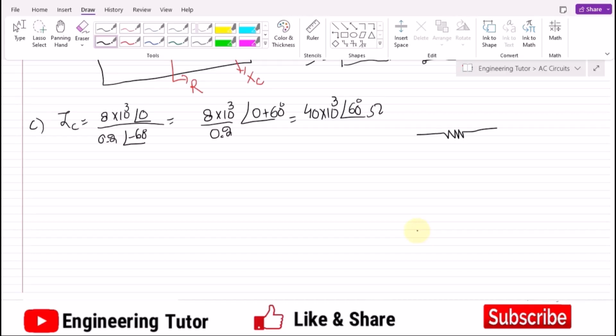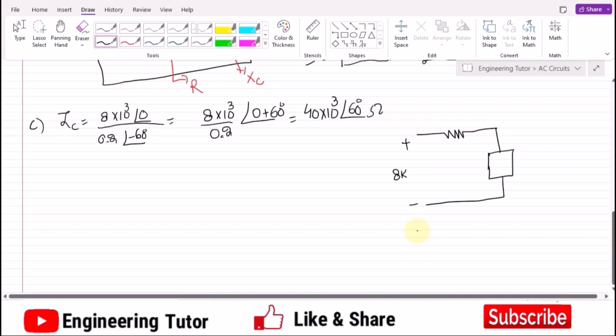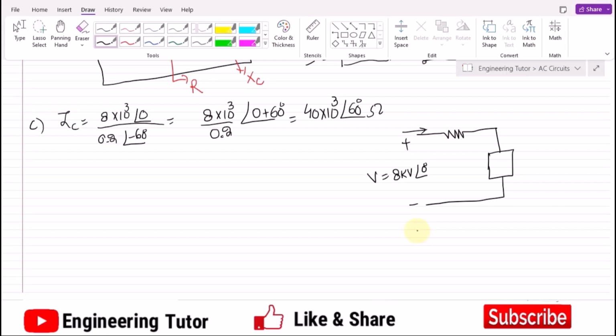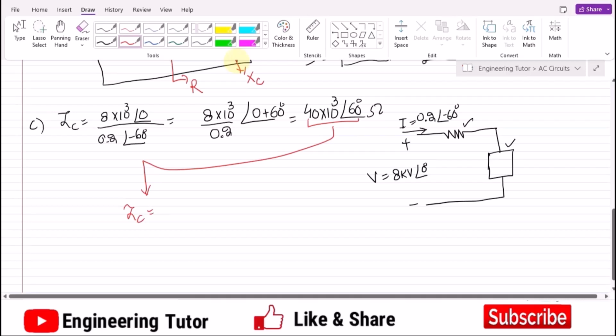Now again the same procedure, because what I have to do is find the value of the resistance and also the value of the reactive element which is connected in series with it, while the voltage here is 8 kilovolts with the 0 degree angle, while the current flowing through it is 0.2 amps with the minus 60 degrees. Okay, so here we have to find out the other values, this resistance and this reactive element. So in order to do it, we have to convert this one into the rectangular quantity, and from it we will get the Z of C.